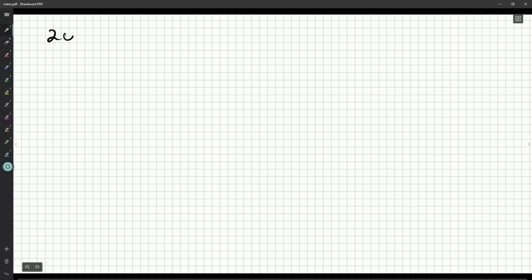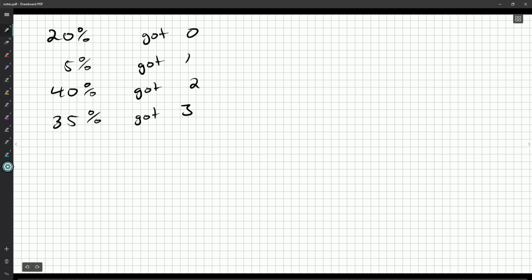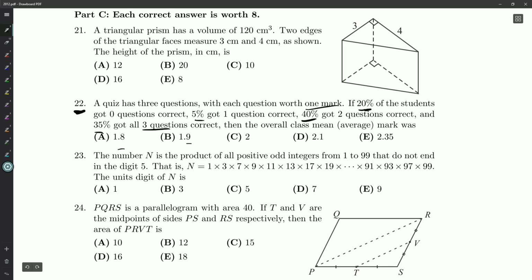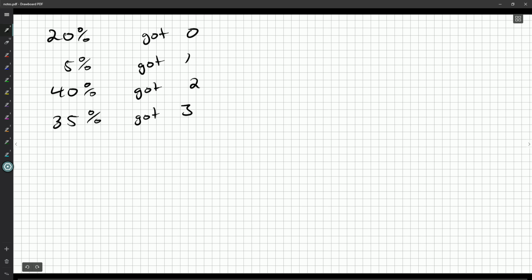So 20% got 0, 5% got 1, 40% got 2, and 35% got 3. Double check that that is correct. Yes. Okay. So just before we get into calculating, we can see the answer should probably be around 2.